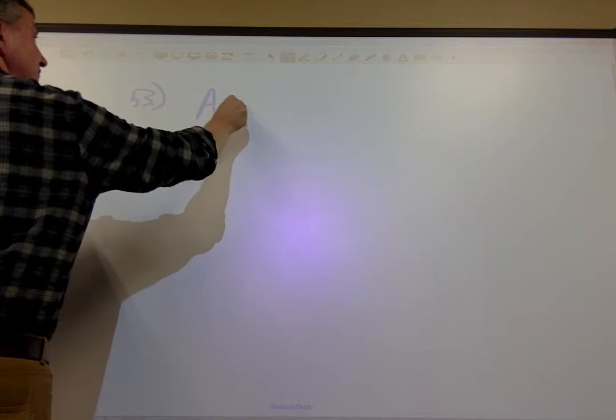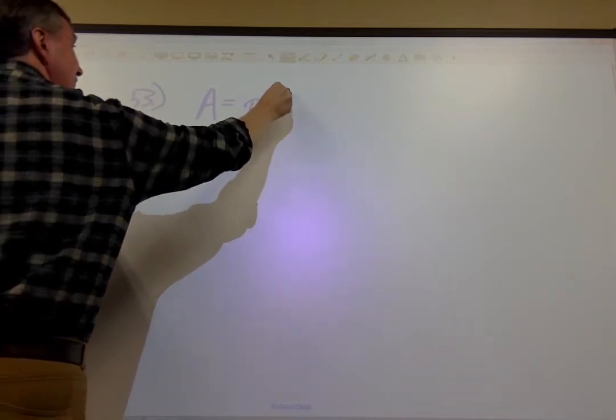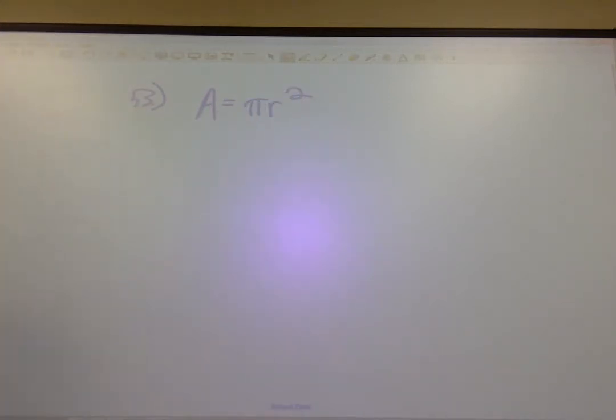53 says, in calm waters, the oil spilling from a ruptured hull of a tanker spreads in all directions. Assuming the area polluted is circular, if it's a circle, what's the area of the circle? What's your equation? We know A equals pi r squared, don't we? There's my equation.